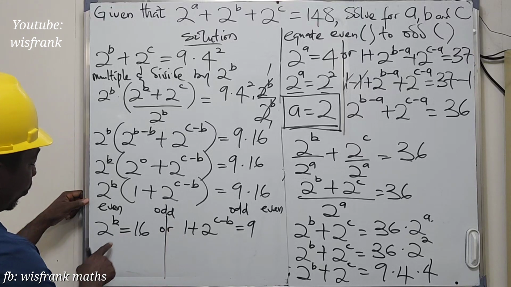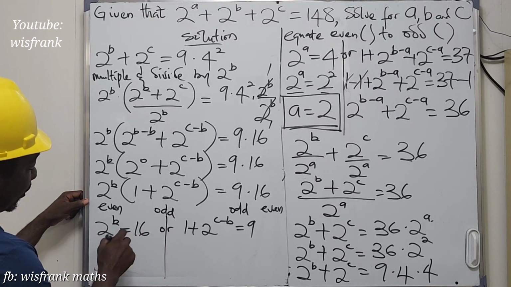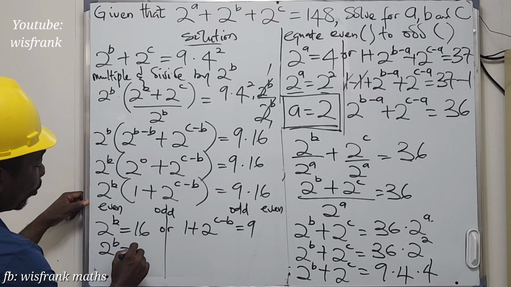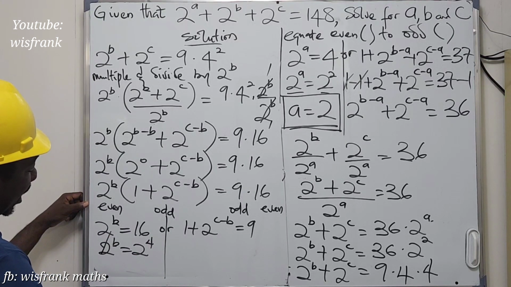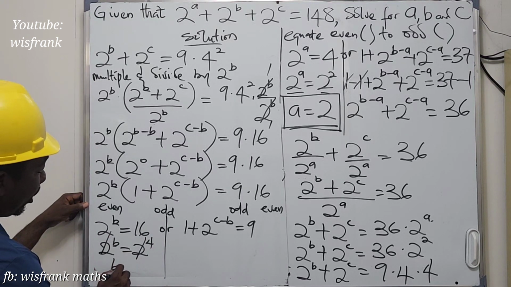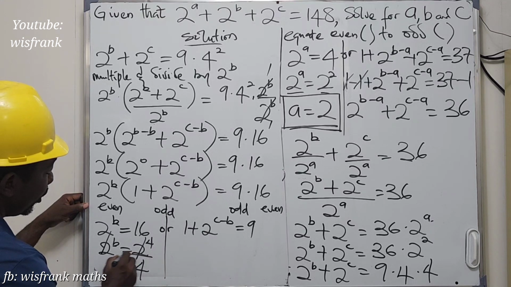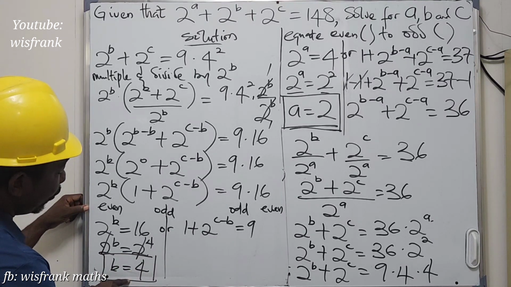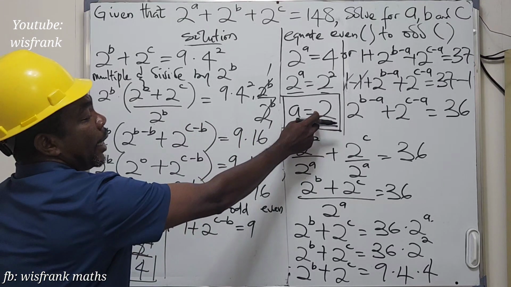So the first one here, we have 2 to the power of b equals 16, same thing as 2 to the power of b equals 2 to the power of 4. So now we have the base cancel here. Therefore, b equals 4. So this is the value of b, which is equal to 4. Here we had our a as 2.